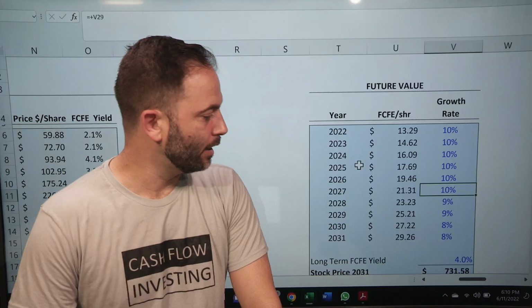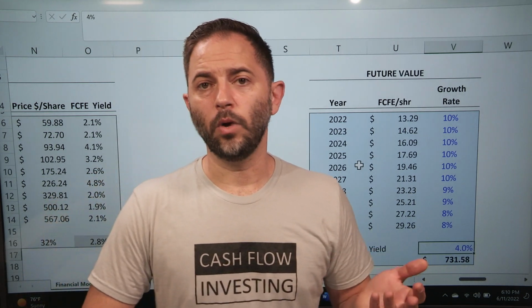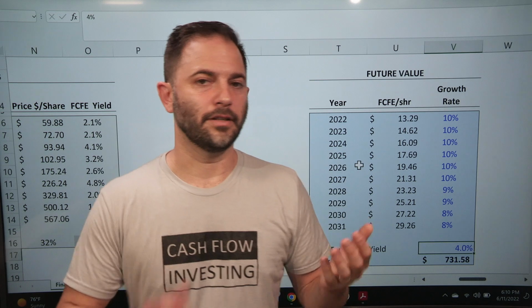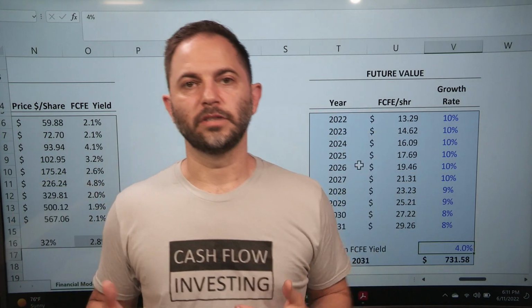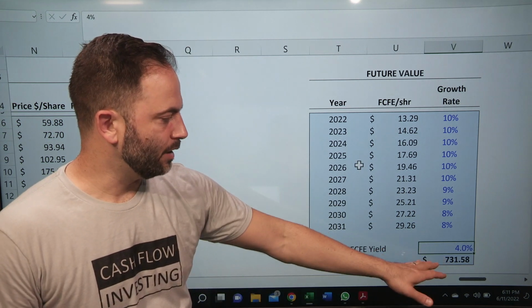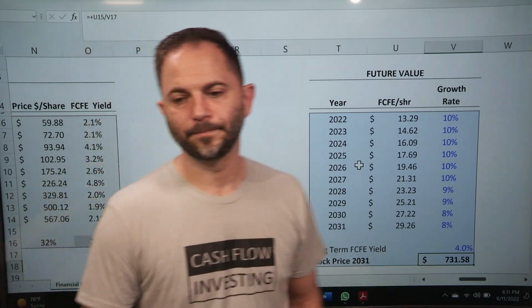I can assign a market yield of 4%. They're currently at 2.1, so I'm doubling the yield, which is like halving the multiple, right? So it's the same kind of thing. Higher yield, lower multiple, same thing. 4% yield gives me a $730 price target out 10 years.